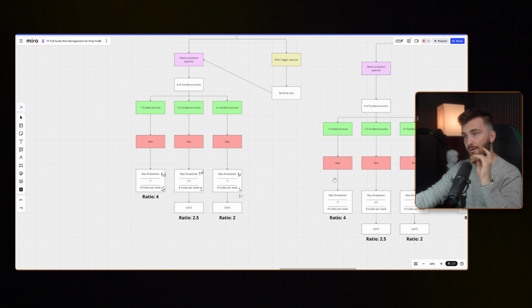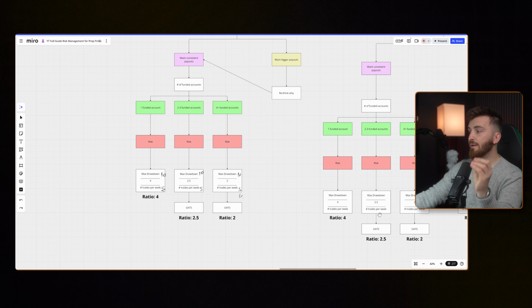So the ratio, if you have 1 funded account, is going to be 4. If you have 2 to 3, it's going to be 2.5. And if you have 4+, it's going to be 2. So notice, for consistent payouts, it doesn't matter if you have had previous payouts or not, it remains the same. And the reason why is because consistency is key. The risk management that I'm giving you here is going to be perfect for you to follow to get consistent payouts, even if you've had previous payouts, right? So that is the one thing to keep in mind. And then if you have 2 to 3 or 4+ funded accounts, you use the OATS system.